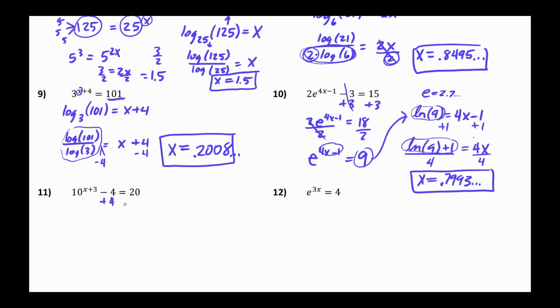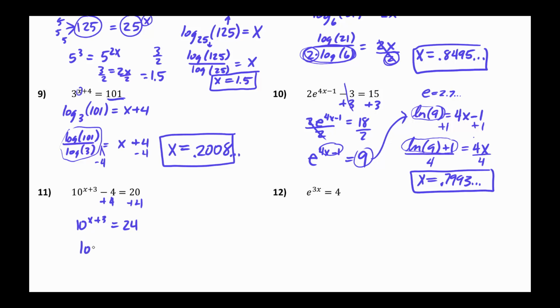If you want to go ahead and try to work these out ahead of time, go for it and then check your answer with mine. If you still aren't comfortable, just follow my steps. So with 10, I'm adding 4 to get 10 to the x plus 3 equals 24. 10, 24, nothing in common. I can't get them to be the same base.